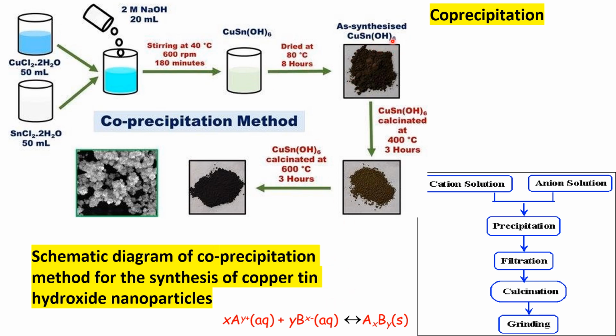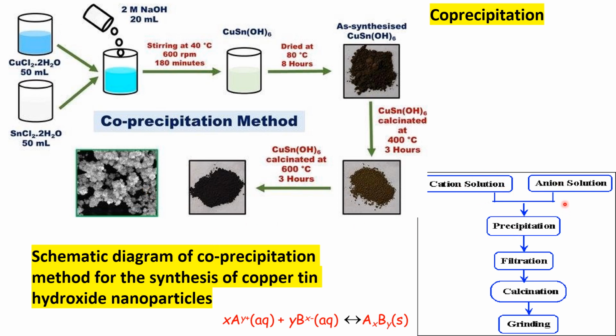finally we have as-prepared copper tin hydroxide, and this is heated at 400 degrees centigrade for 3 hours, or it is calcined. Calcination is a process to complete the reaction in the unreacted powders to get the final form of this material. And now we have the very fine powders, and using SEM we can see the size of the nano powders.